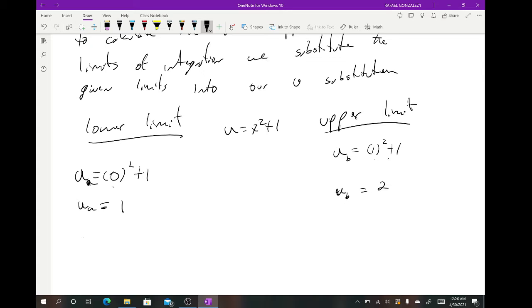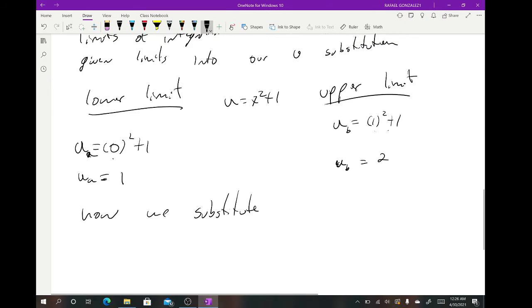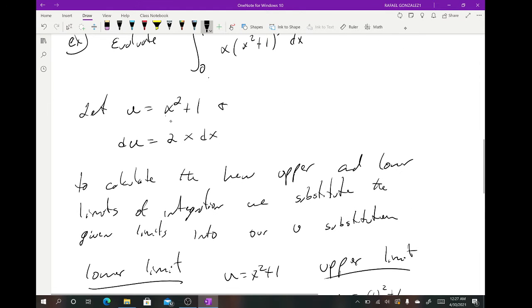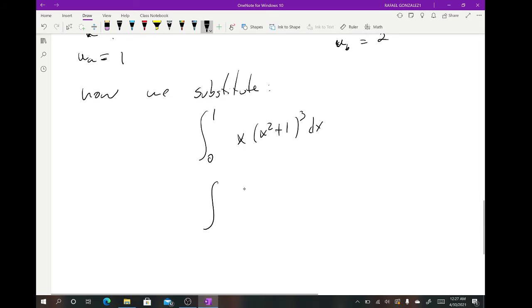So now we substitute, and we get the following. We had the integral from 0 to 1 of x times x squared plus 1 cubed dx. That's what we had originally. We had the u substitution, and we let u be x squared plus 1. So now x squared plus 1 is going to be u.